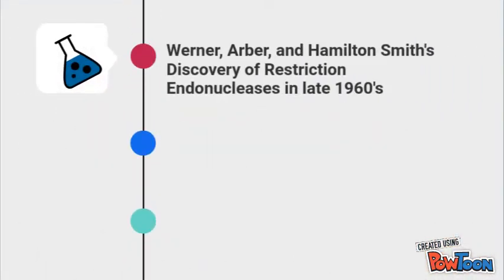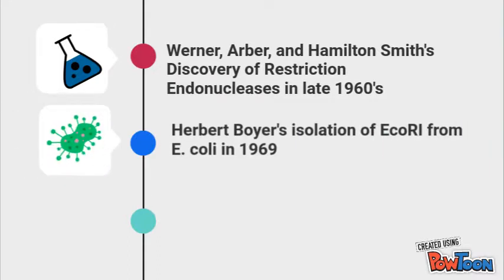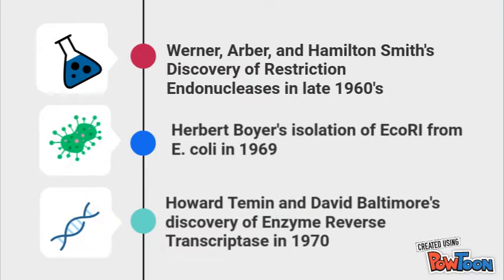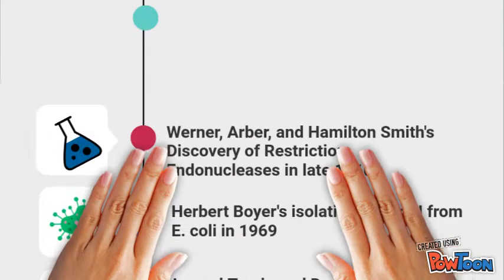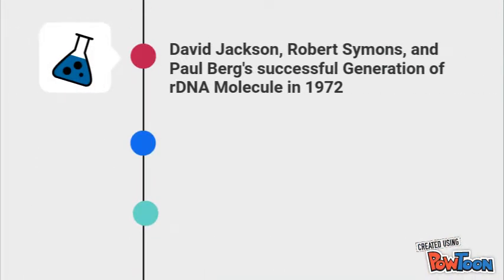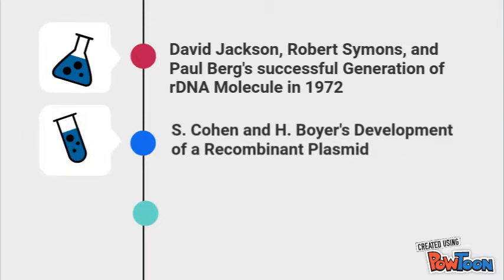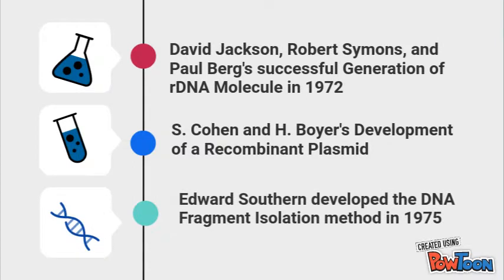Werner Arber and Hamilton Smith's discovery of the restriction endonucleases in the late 1960s, Herbert Boyer's isolation of EcoRI from E. coli in 1969, and Howard Temin and David Baltimore's discovery of the enzyme reverse transcriptase in the 1970s. David Jackson, Robert Symons, and Paul Berg's successful generation of an rDNA molecule in 1972. S. Cohen and H. Boyer developed a recombinant plasmid, and Edward Southern developed the DNA fragment isolation method in 1960.